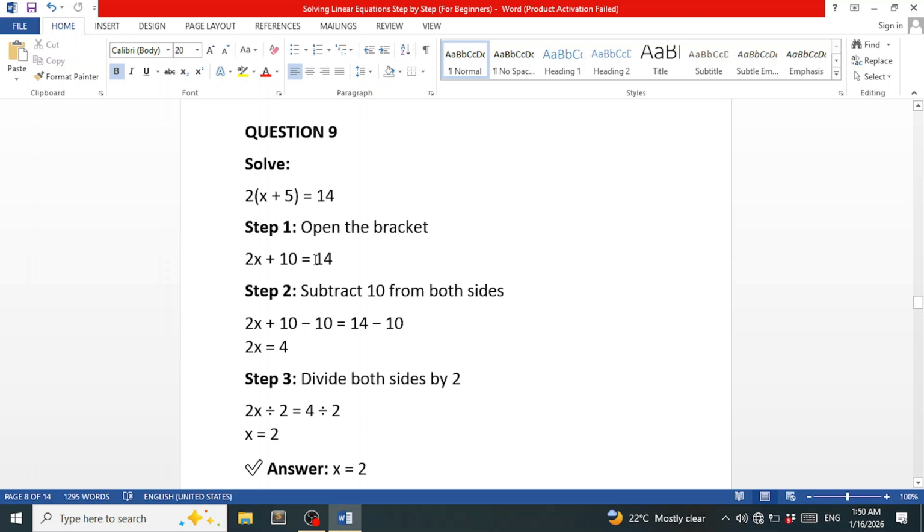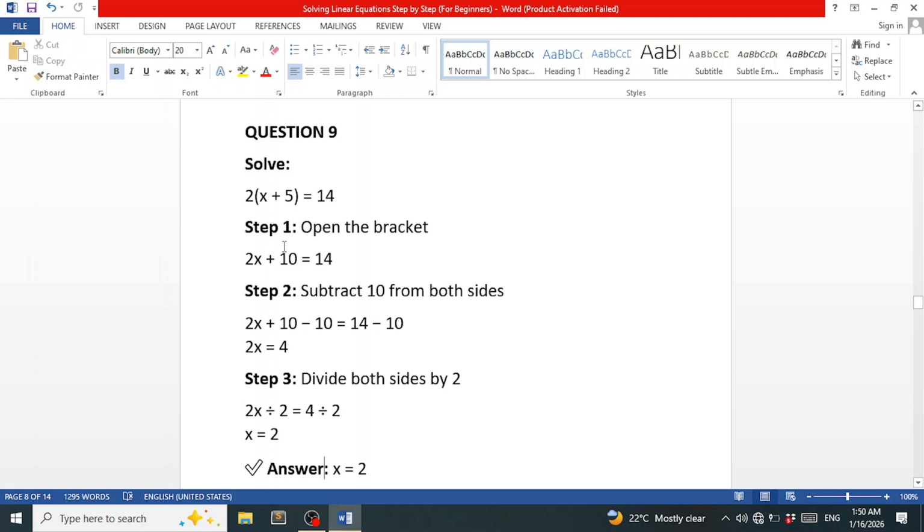Please, these brackets are on the left side. Don't make the mistake of multiplying this 2 by 14, because there is an equal sign and you're not allowed to cross the equal sign like that. Many students fail here because they get 2 times 14, and that is totally wrong. Never do that.